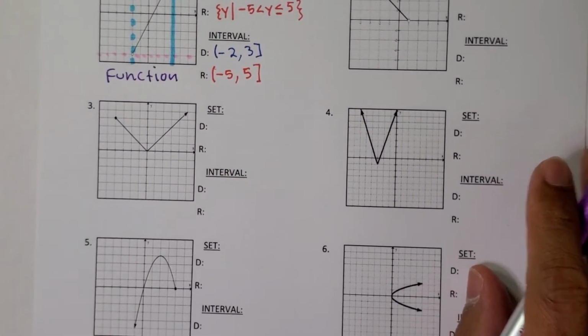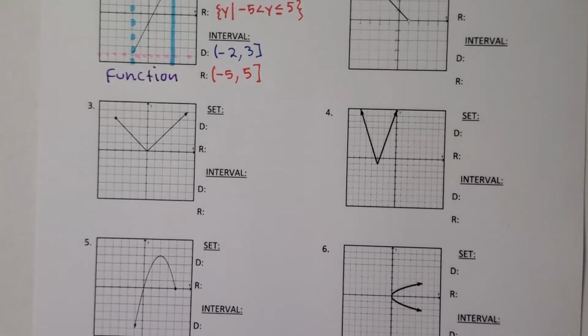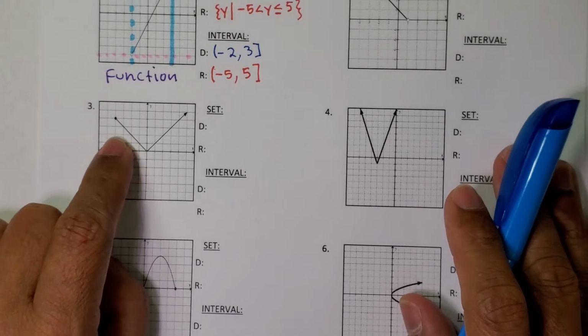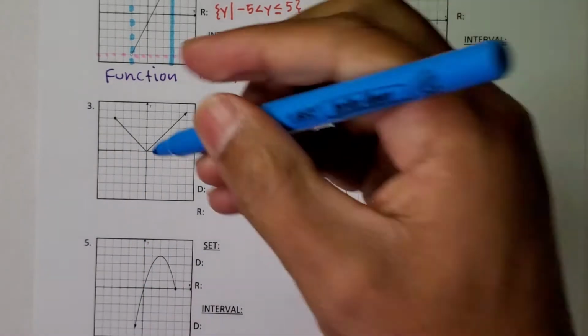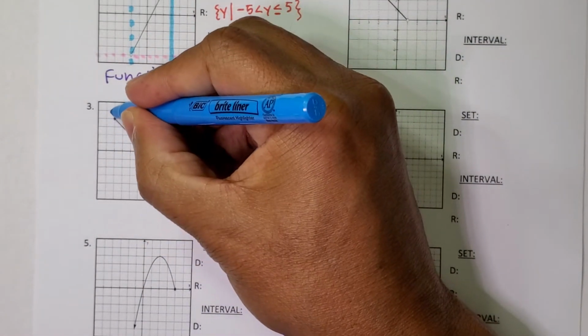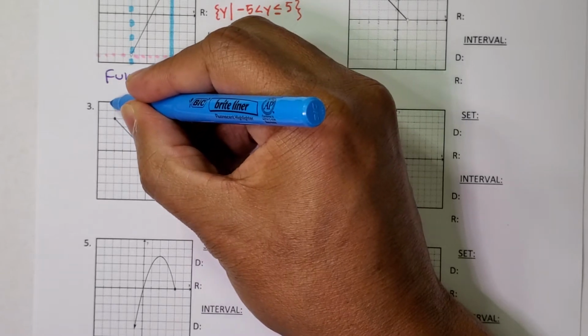So number 3. Again, let's look at this graph and let's start with domain. Don't forget, domain, you always start from left to right. So I see from left to right that this is a solid circle.